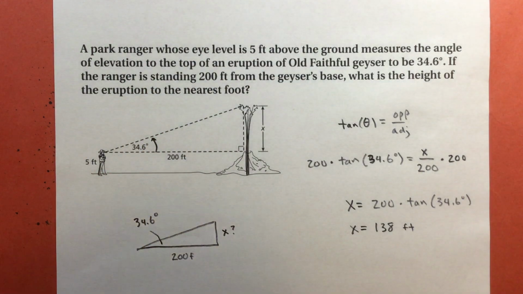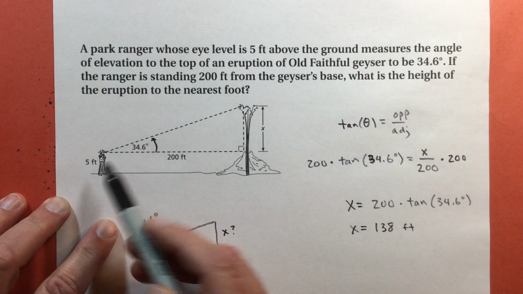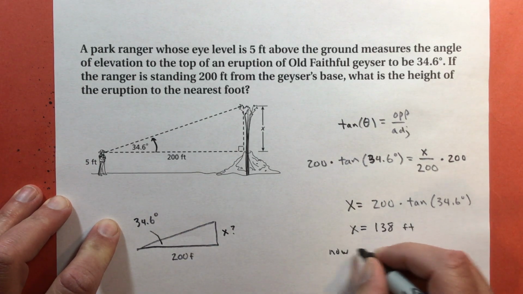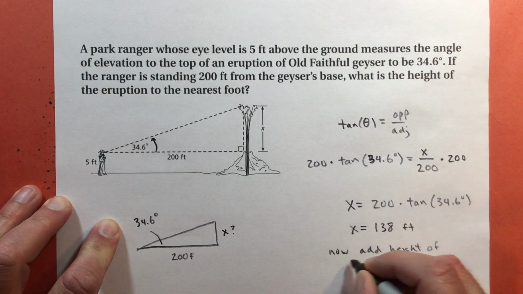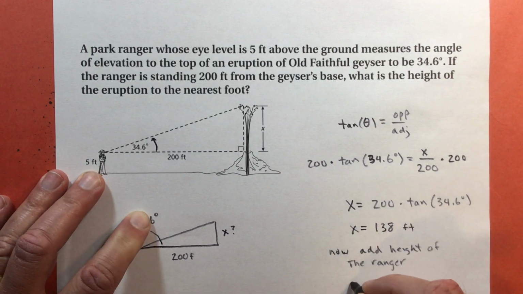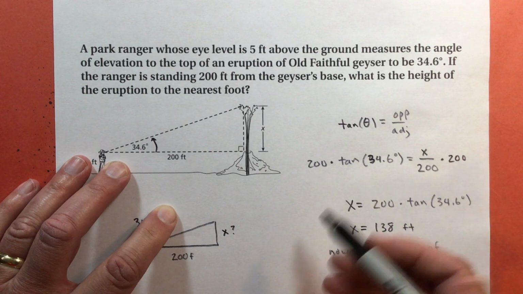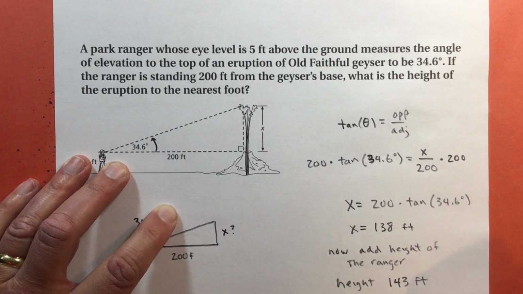However, what is the height of the eruption? Remember that the park ranger's eye level is also 5 feet. So now we have to add the height of the ranger. Even though that's not x, the total height of the eruption of Old Faithful is 138 plus 5, which is 143 feet in this problem.